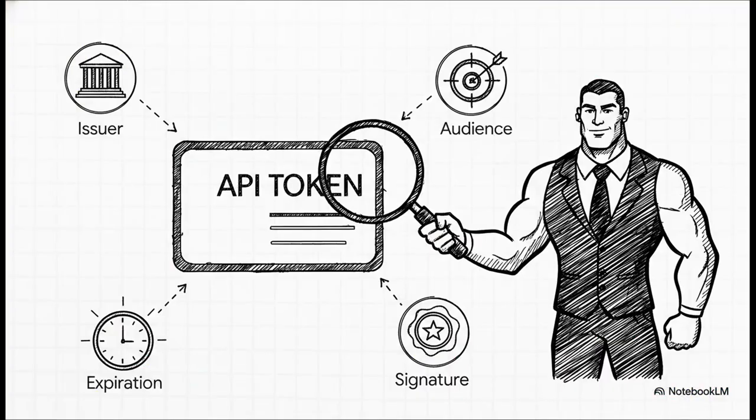Every single time your API receives an access token, it absolutely must validate it. Think of your API as a bouncer at a club checking an ID. You have to check who issued it, who it's for, if it's expired, and most importantly, is the signature valid? That signature proves it hasn't been messed with. Skipping even one of these checks is a massive security fail.